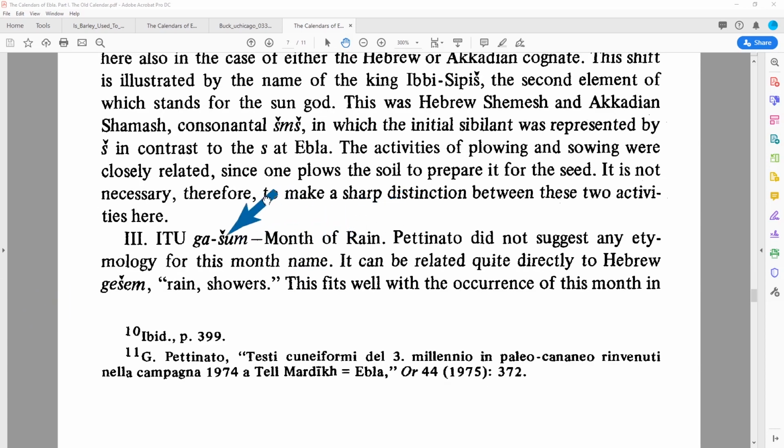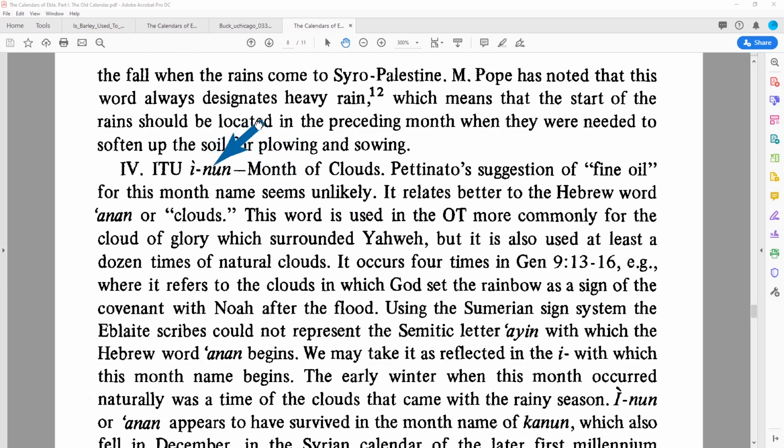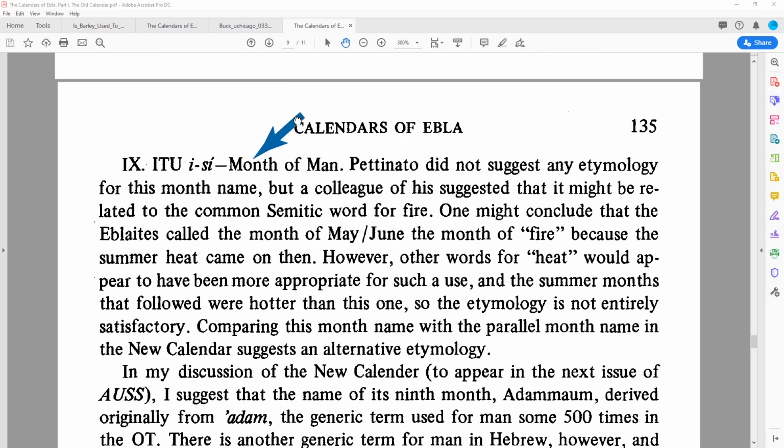Month of rain, Gashum. Looks like Hebrew Geshem, doesn't it? Because both are Semitic languages. Eblaite, in fact, is an early form of Hebrew. Month of Enun, or month of clouds. Again, this is similar to Hebrew, Anan. Month of man, Isi. What's the Hebrew word for man? Ish. Very, very similar, isn't it?